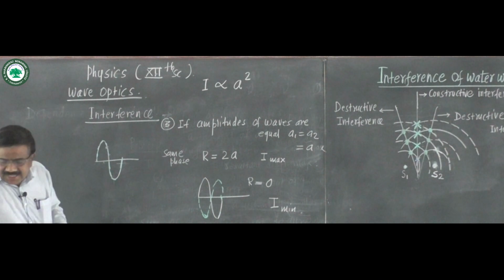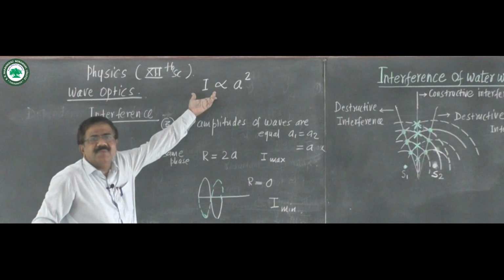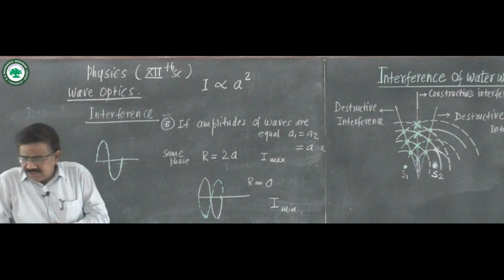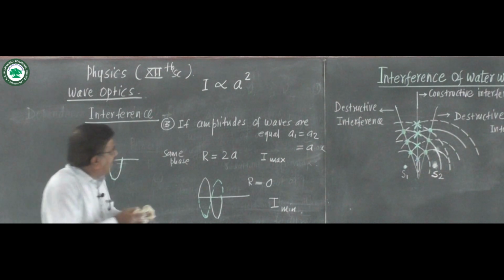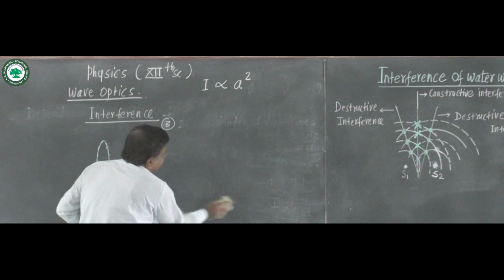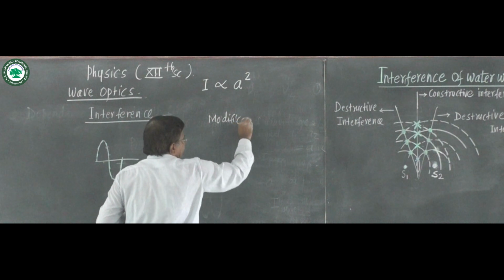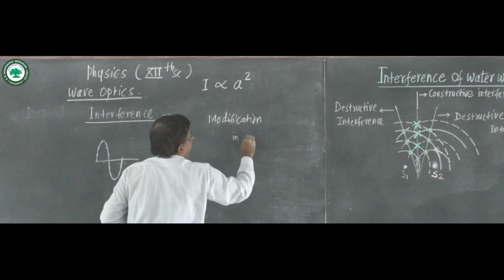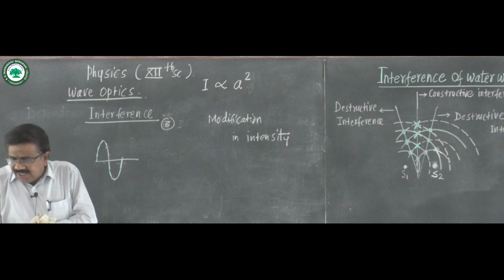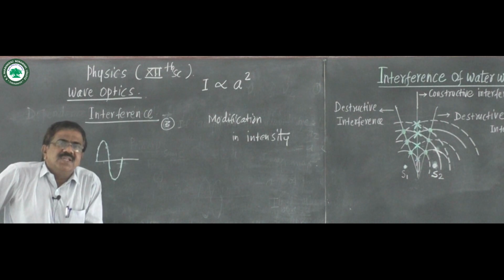What it means? There is change in the intensity of wave. At some points it is maximum, same phase point. At out of phase point, intensity is minimum. This change in intensity of wave is also called as modification in the intensity of the wave, and this modification in the intensity of wave is produced due to superposition of waves.